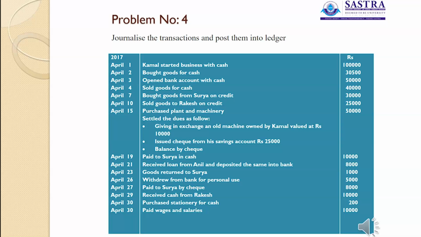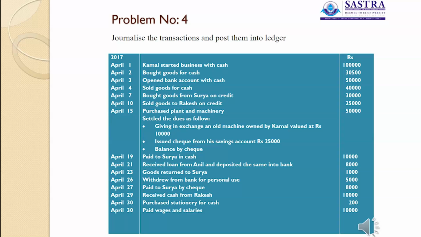April 2nd, bought goods for cash rupees 30,500. April 3rd, opened bank account with cash rupees 50,000. April 4th, sold goods for cash rupees 40,000. April 7, bought goods from Surya on credit rupees 30,000. April 10, sold goods to Rakesh on credit rupees 25,000.